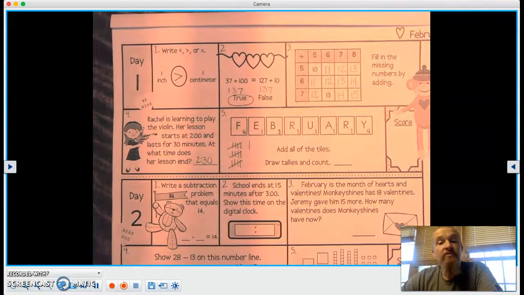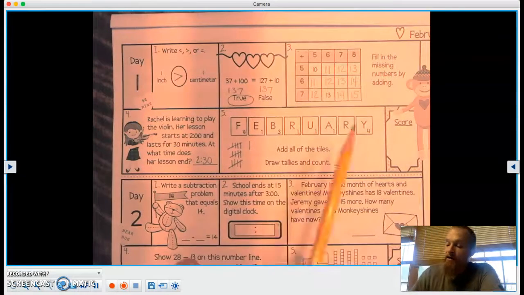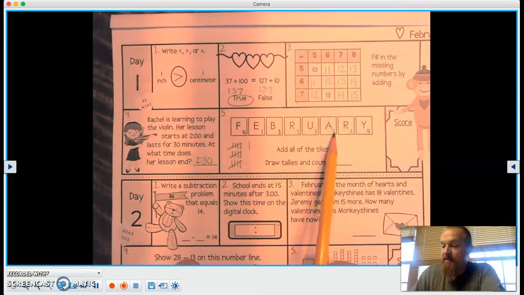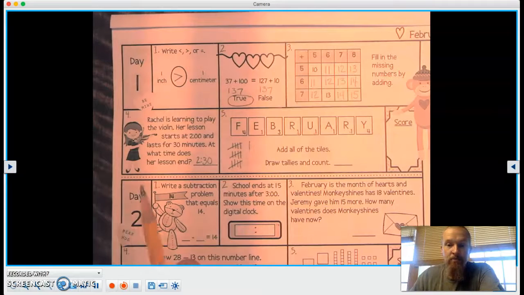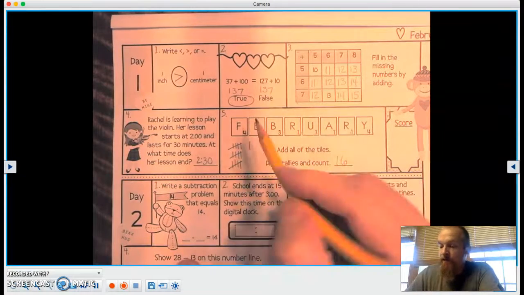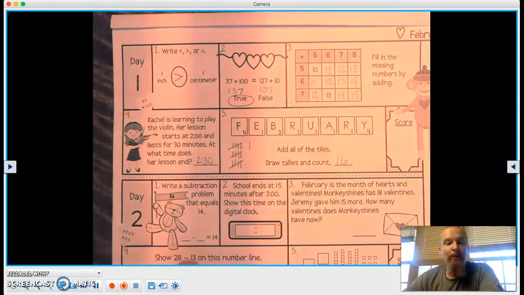Okay, so our tiles should be 4 plus 4 is 8, 9, 10, 11, 12, 13, and 3 more, 14, 15, 16. So 5, 10, 15, and 1 more makes 16.